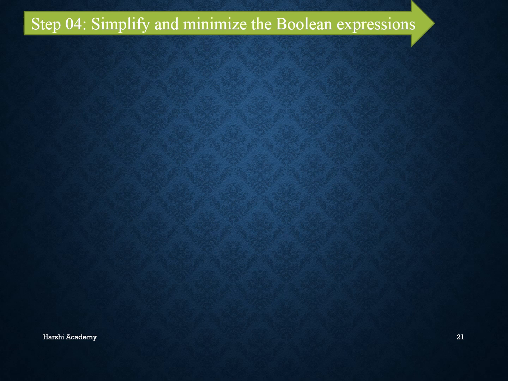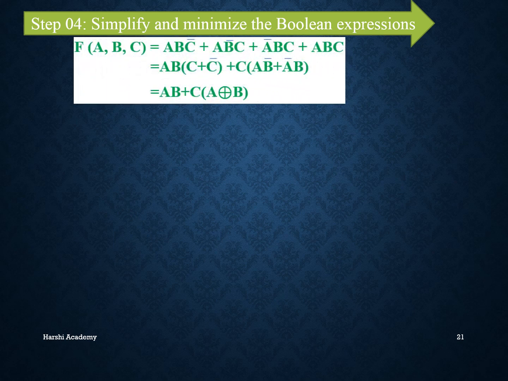Step 4. Simplify and minimize the Boolean expression. Let's simplify. Same as before, C plus C bar equals 1. Here A B bar plus A bar B. This is the XOR operation. This is the simplified expression for the given problem.